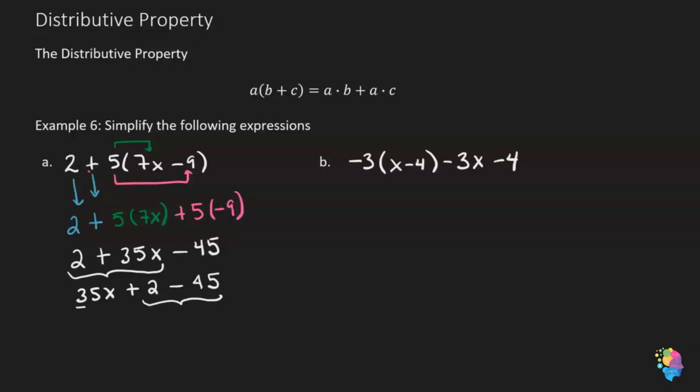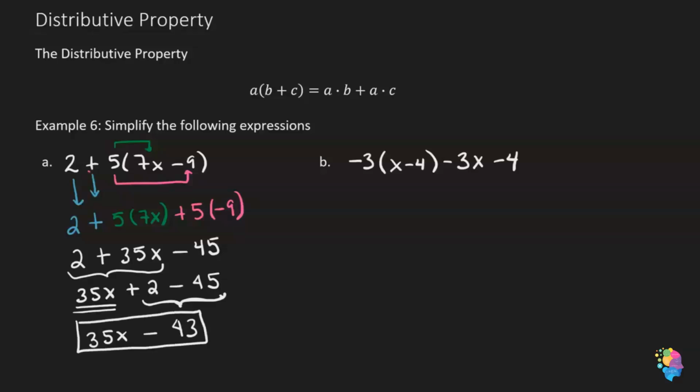So since I have the 35x and there's no like terms for the 35x, I bring down the 35x. According to the rules of addition, because these two have different signs, I'm going to subtract and keep the sign of the largest. In this case, this will be 43 when I subtract, and I'm going to keep the minus because that is the largest. And I stop because these two are not like terms.